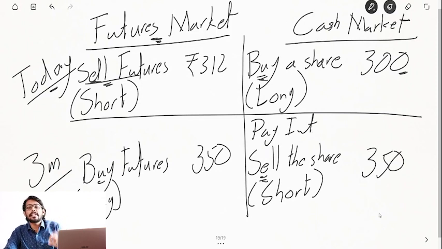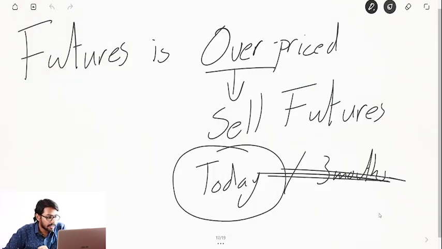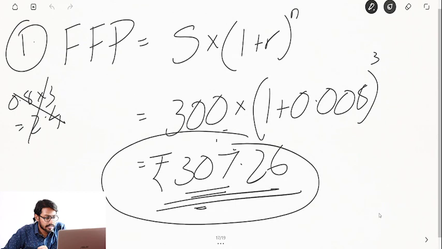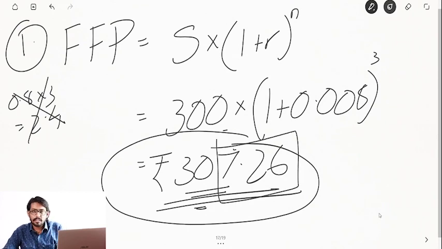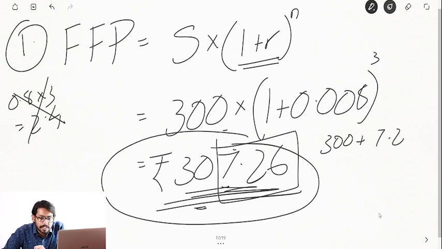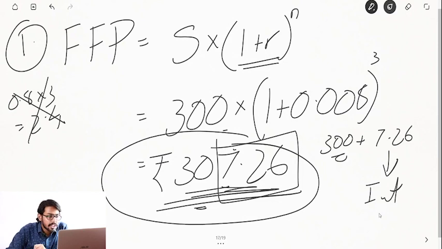How much is the interest on 300 rupees for 3 months? Don't do any computation. Check this out, guys. We have it over here. We got this 307.26. 307.26 is nothing but 300 plus interest. This 1 plus r raised to n represents the interest portion, so the 7.26 can be said to be the interest. That is nothing but 300 plus 7.26, which represents the interest, 300 being the spot price.